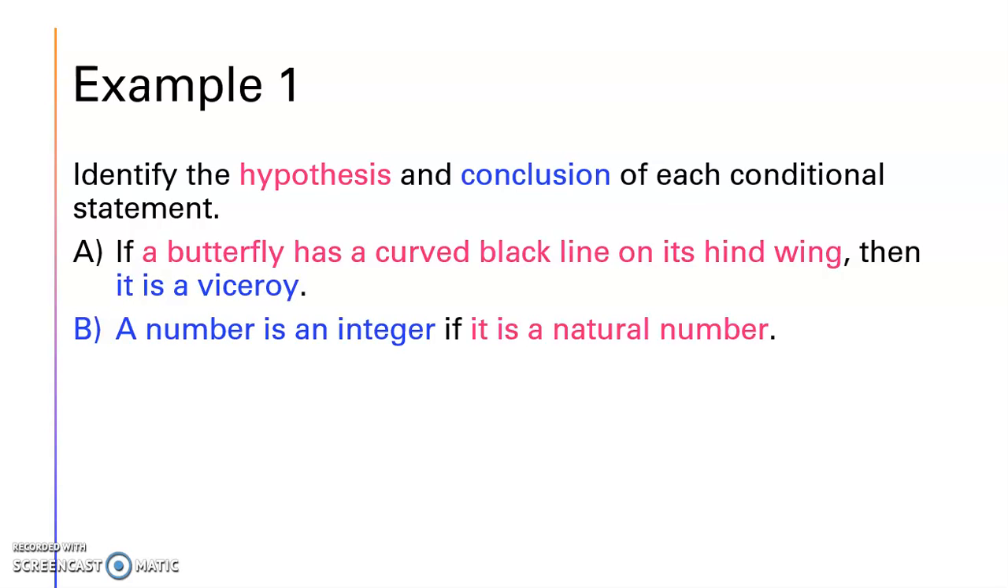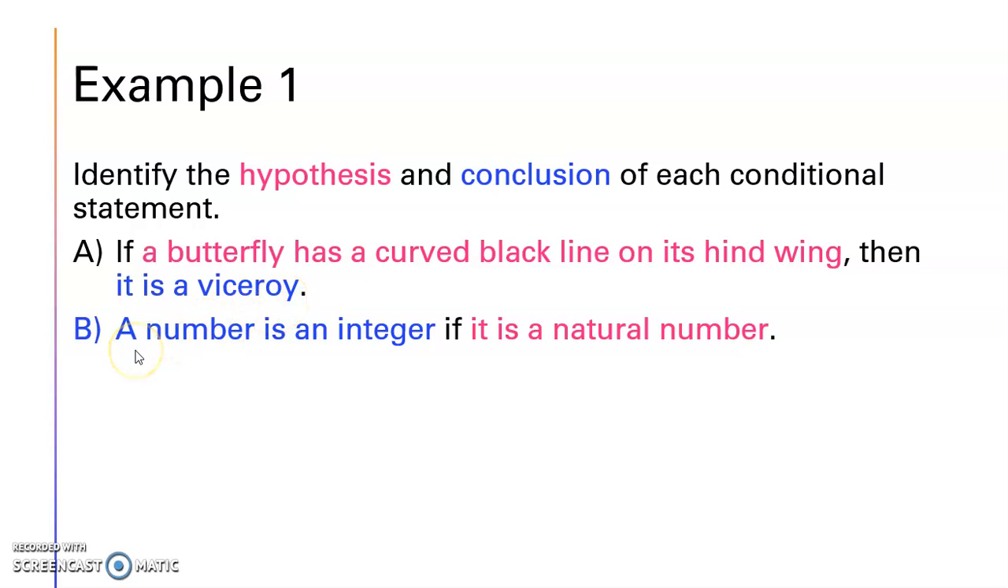So what I've done is I've taken the hypothesis part of the conditionals and I've made them pink. And then the conclusions are in that purple color. In part A, notice I didn't include the if, but it's the part that follows the if. A butterfly has a curved black line on its hind wing. That is the hypothesis. The conclusion also does not include the word then, but it's everything that follows it. It is a viceroy. That is your conclusion.